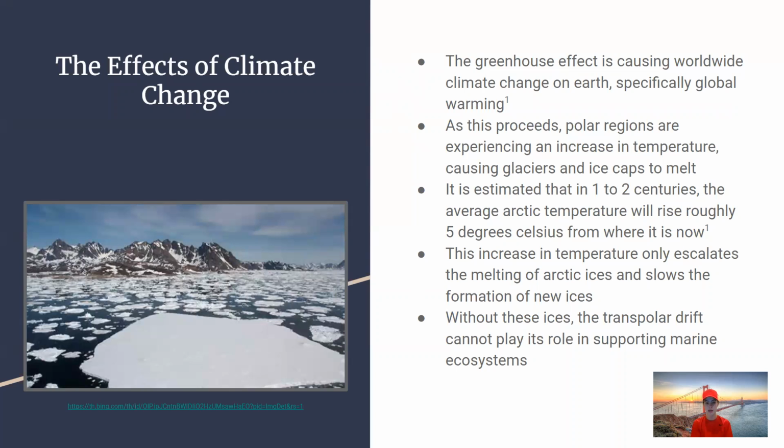And you can imagine that as the Earth's temperature rises, it's going to be harder and harder for these Arctic, icy, cold ecosystems to stay frozen. It is estimated that in 1 to 2 centuries, the average Arctic temperature will rise roughly 5 degrees Celsius from where it is now. This increase in temperature is only going to escalate the rate that the Arctic ice is melting. And without ice, the transpolar drift cannot play its role in supporting marine ecosystems.